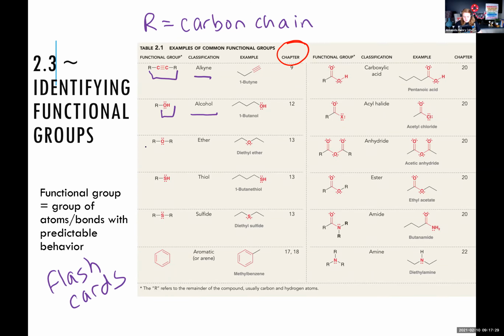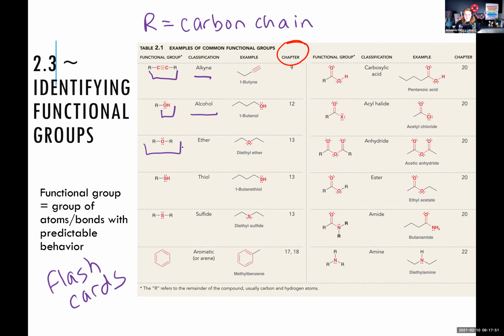For example, the next one on there is an ether. An ether is an oxygen that is bonded to 2 carbons, a carbon on either side. It doesn't matter if it's 1 carbon on each side or if it's 4 carbons on one side and 1 on the other. If it's symmetrical or not symmetrical, doesn't matter. It just has to have a carbon on each side.